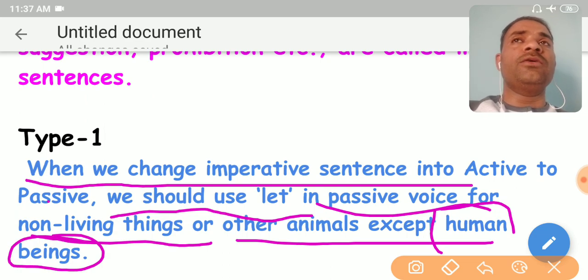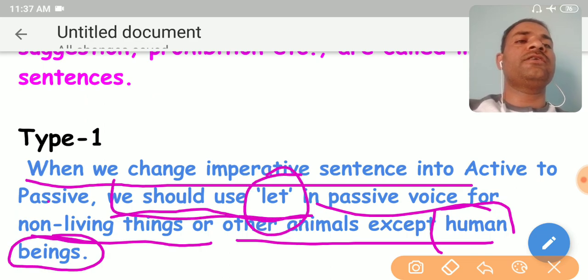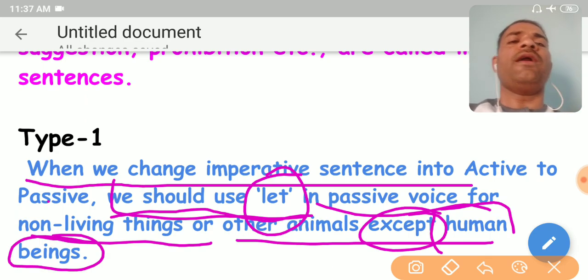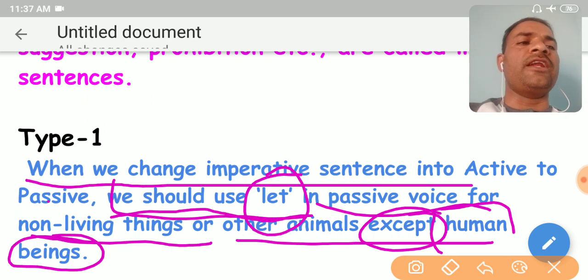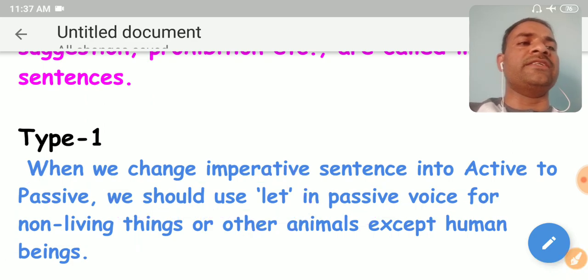So what does this rule tell? When we change an imperative sentence from active into passive, at that time we should use let in passive voice only for non-living things and animals except human beings. We should not use let for human beings. We should use let only for non-living things and other animals, my dear friends.